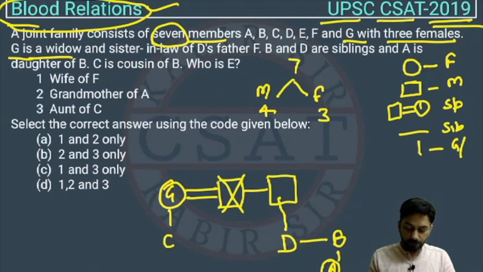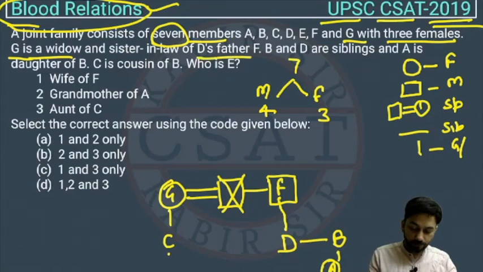So C will become the cousin of B. But they have not given the gender of C, D, B or A, right? D's father is F. It's given here. Maybe we have missed it. Okay, so F will come here.